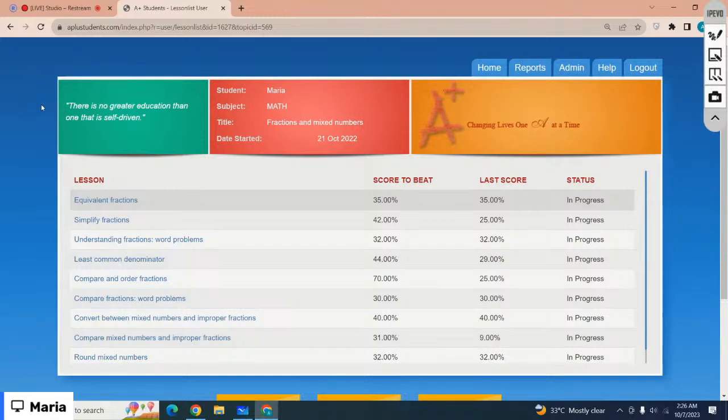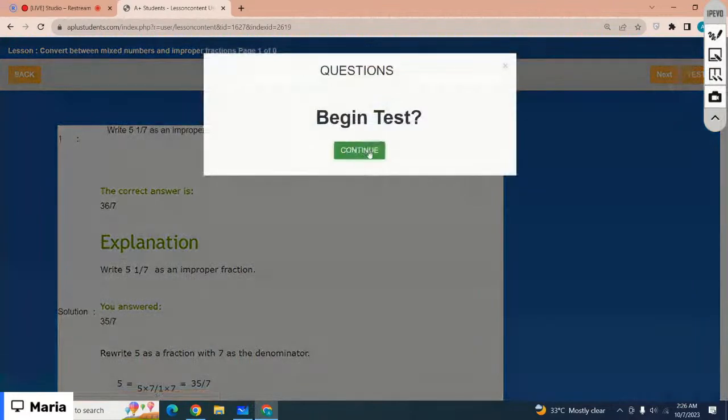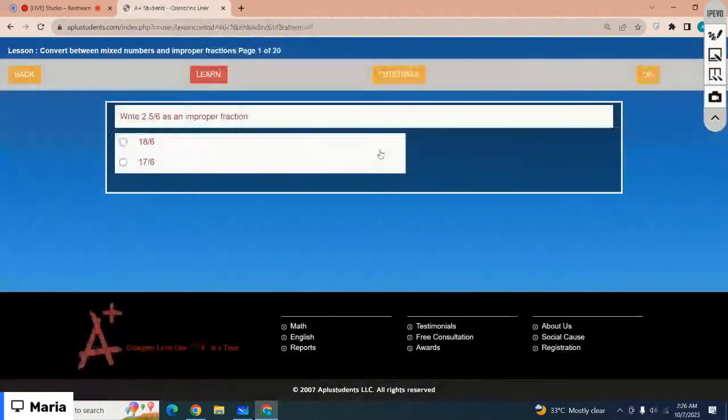Okay, you can do compare fractions word problems on your own. The next lesson we're going to cover is converting between mixed numbers and improper fractions. So we are already done with the practice questions. Write 2 whole 5 over 6 as an improper fraction. Which is the correct option?